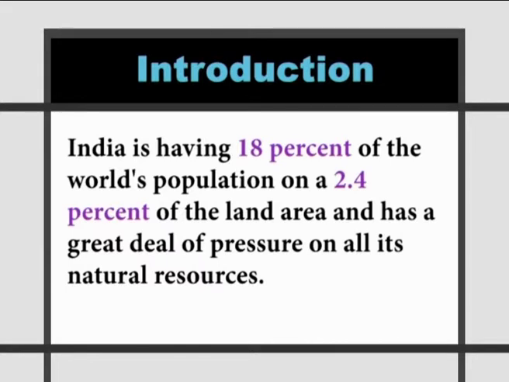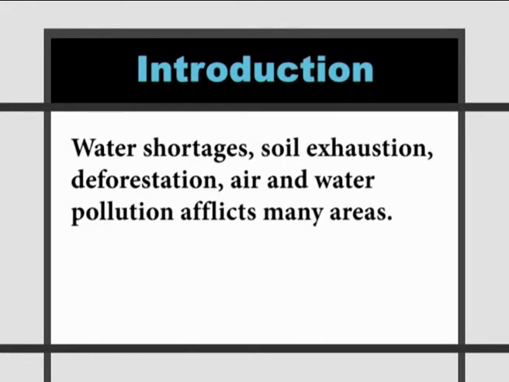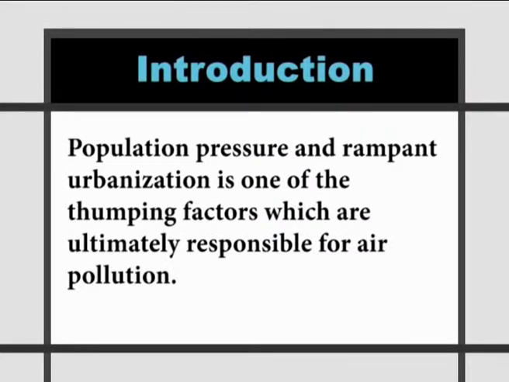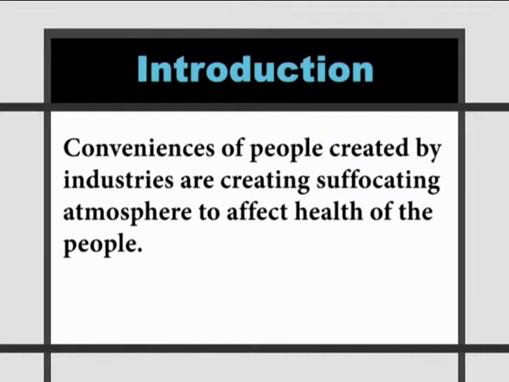India has 18% of the world's population on 2.4% of the land area and has a great deal of pressure on all its natural resources. Water shortages, soil exhaustion, deforestation, air and water pollution afflict many areas. If the world population continues to multiply, the impact on the environment could be devastating. Population pressure and rampant urbanization are among the thumping factors ultimately responsible for air pollution. Conveniences of people created by industry are creating a suffocating atmosphere that affects the health of the people.